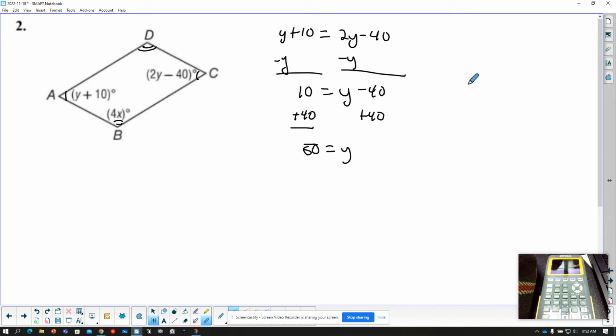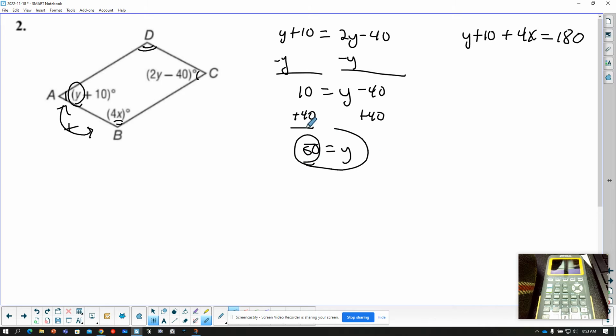I also know that consecutive angles are supplementary. I'm going to choose these two right here, being next to each other. I know I can add them up to equal 180. So I'm going to do the y plus the 10 plus this 4x equals 180. I chose this one because I know now what y actually is. y is 50. So I'm going to put that 50 in there for that y. 50 plus 10 plus 4x equals 180.